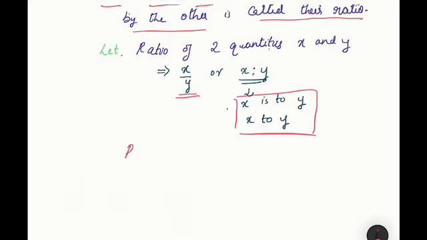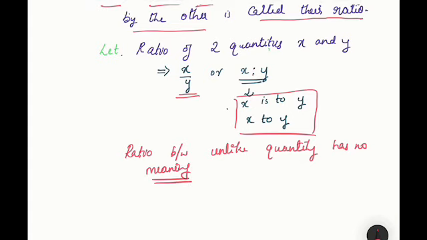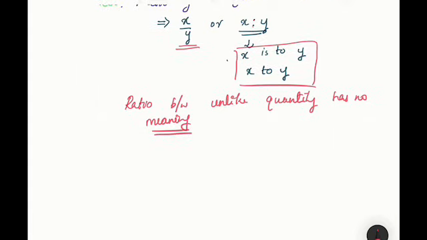So finally, you get ratio between unlike quantity has no meaning. Okay. So what is the meaning of that? What is the meaning of that sentence? Unlike quantity, I am telling that Rohan's height is 150 centimeter.